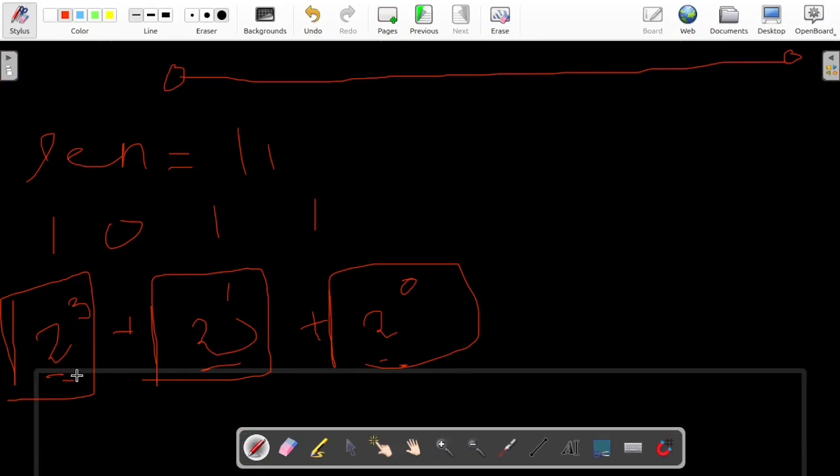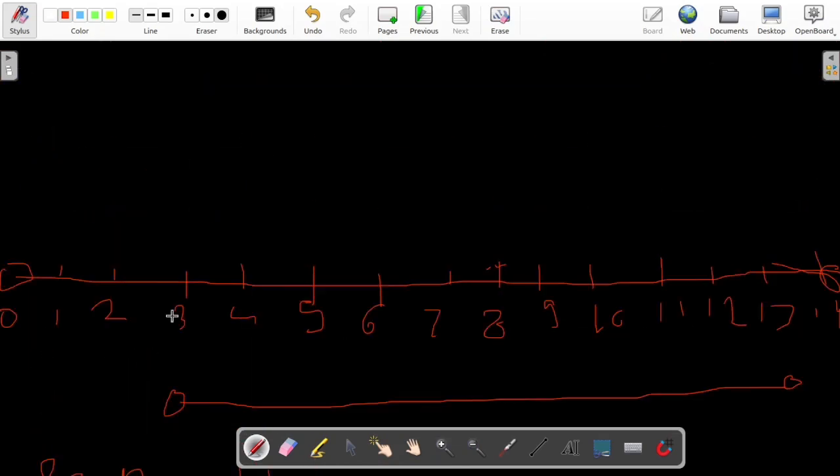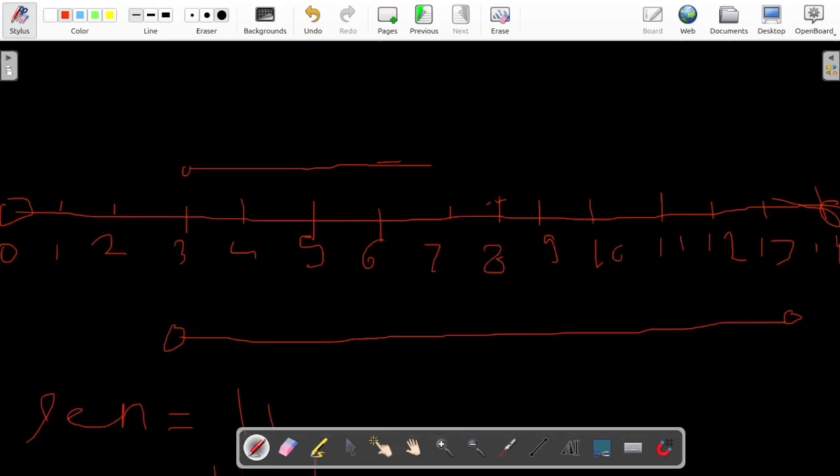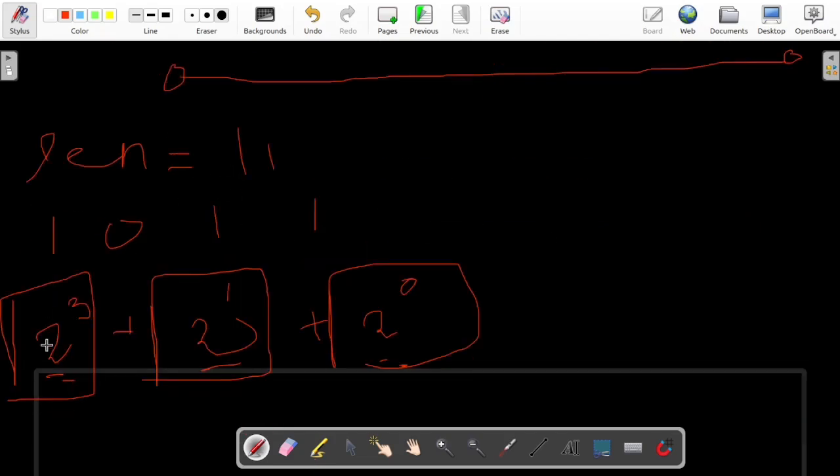And you can simply see 2 to the power 3 is 8. Since we are starting from third index, we need to consider a segment of length 8 from here. It will be till, it's 8 now. 1, 2, 3, 4, 5, 6, 7, 8. It will be till 10. We will consider a segment of length 8.